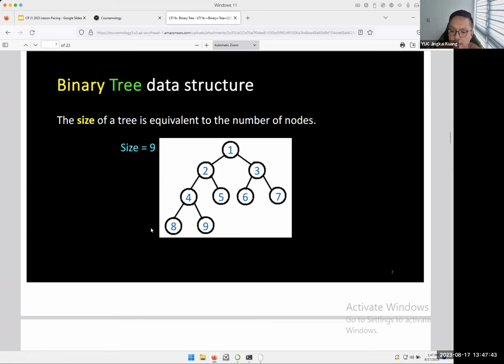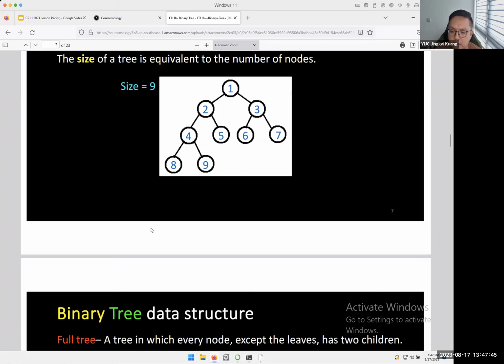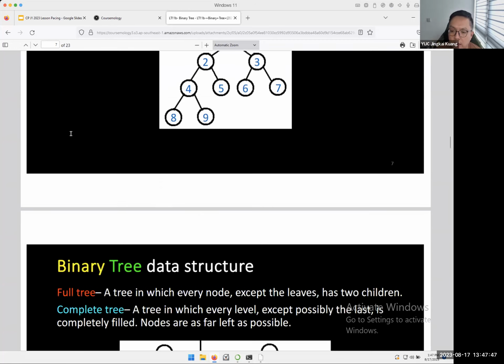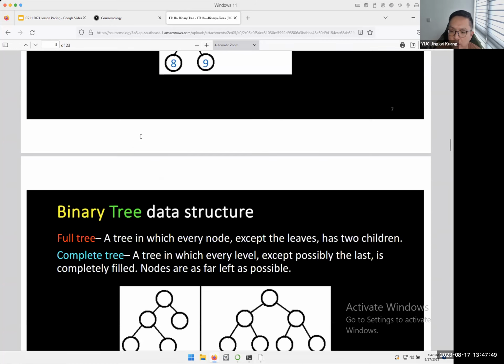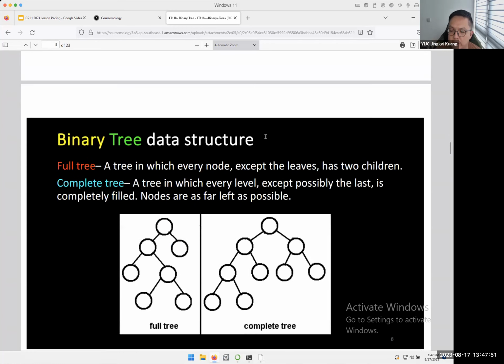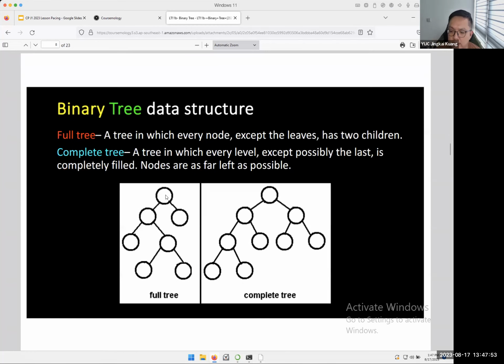Again, some other stuff about structure. This too is good to know, but not so important. A full tree is a tree in which every node except the leaves has two children. So we check: if you have a node with children, it must have two children. A node with two children, a node with two children, a node with two children. So this is a full tree.